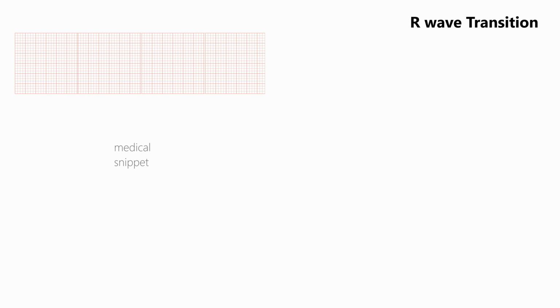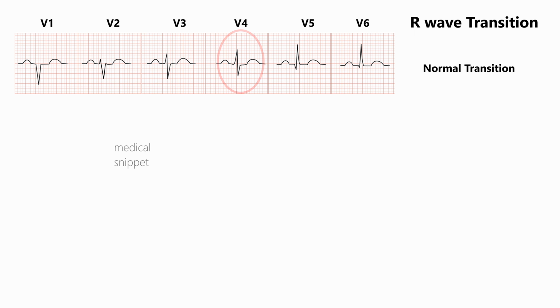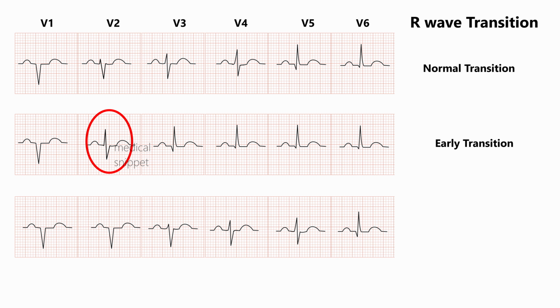Transition of the R wave. In normal ECG, the amplitude of R wave steadily increases from V1 to V6 and the amplitude of S wave gradually decreases from V1 to V6. At some point, around V3 or V4, the QRS complex changes from predominantly negative S wave to positive R wave. This is known as the transition zone. If the transition is seen as early as V2, it is called early transition. And if the transition is seen at V4 or V5, it is called delayed transition.